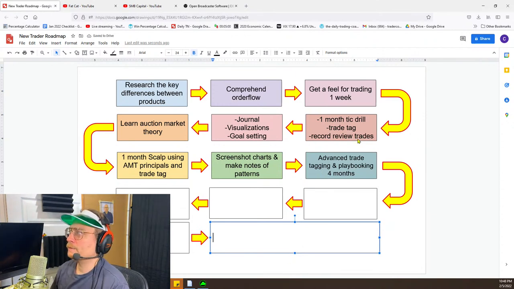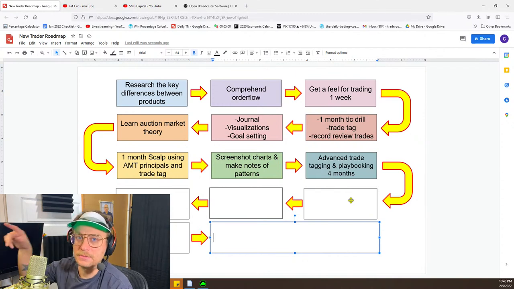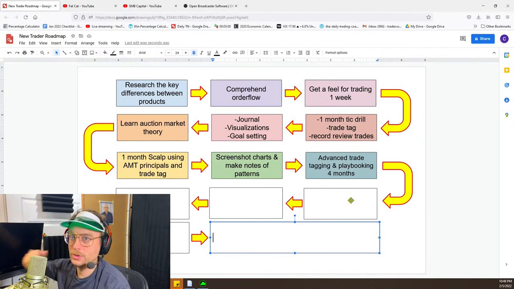So, again, the first month we're grading our entries. The second month we're grading our entries and our exits. Now the next 4 months we're going to make more advanced stuff. You're going to start playbook tagging your stuff. It's a lot easier with Journalytix. You can still use that S&B method that I showed you with that one video.